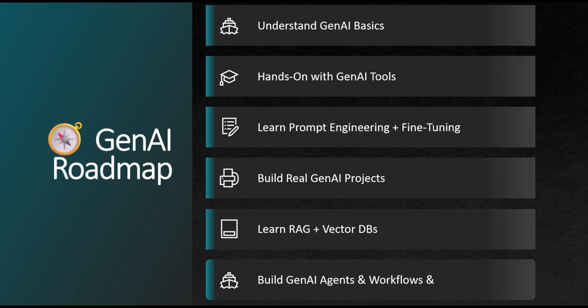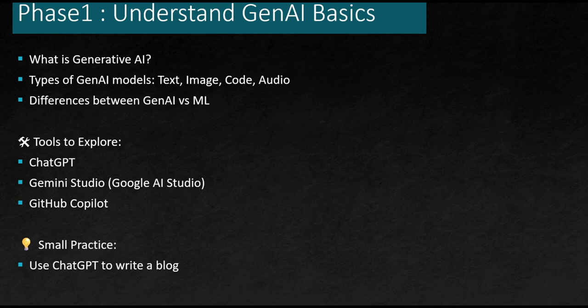So I have a complete roadmap to help you understand how generative AI works and what you need to learn as you work with Gen AI. Before diving into the actual implementation or the different phases of development, the first and most important phase is understanding Gen AI itself. In phase 1, there are 3 key areas that you should focus on. Number one is what generative AI is. You should understand what generative AI is, the types of Gen AI models, and the difference between Gen AI and traditional machine learning.